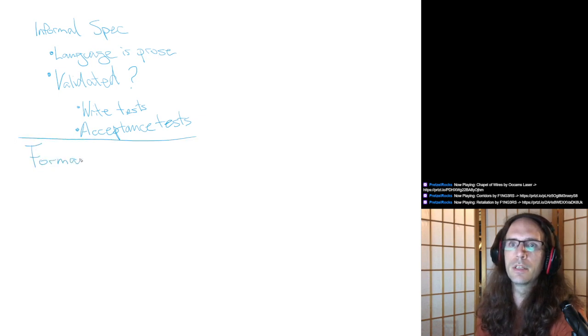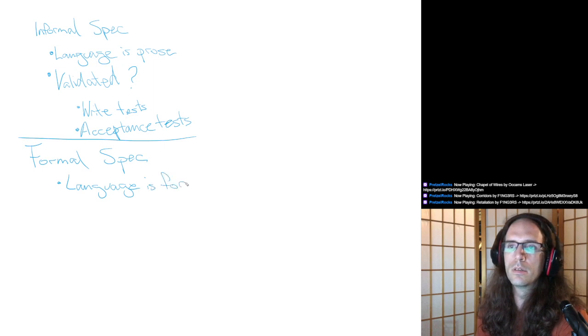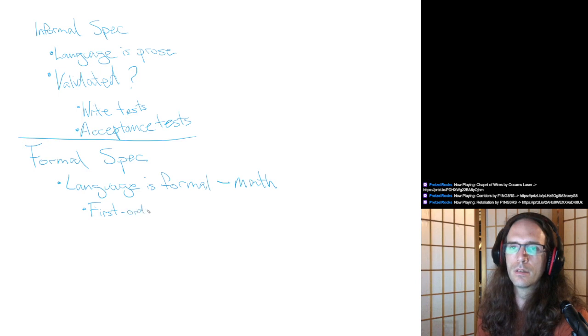But a formal spec is a little bit different. What makes it different from an informal spec? The language is not just prose. What makes it a formal spec is that the language is formal, and it's almost always some form of mathematical language. These vary between model checkers and tools. What we'll be looking at tonight with Spectacle is based on TLA Plus, which is a smattering of first order logic, predicate logic, and temporal logic.